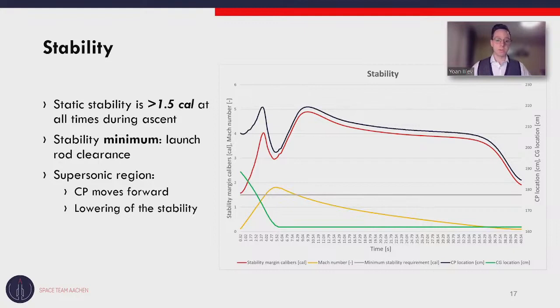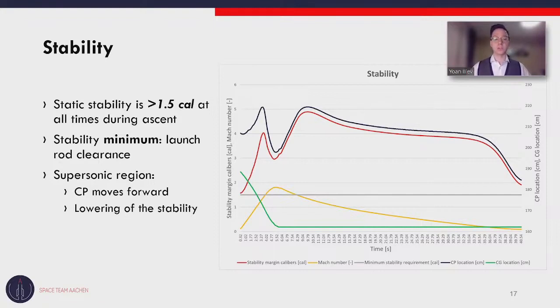Our lowest stability is achieved right after we leave the launch rod, where the rocket for the first time is on its own. So we're starting to calculate the stability right after that, and at this point it's a bit above 1.5 calibers. Then it increases after we surpass about Mach 1. I believe Mach 1.4.